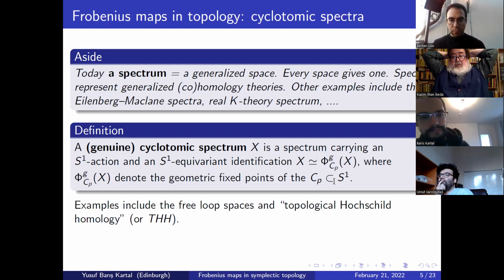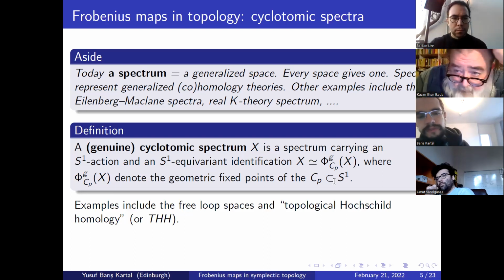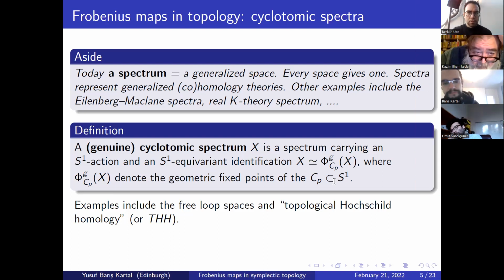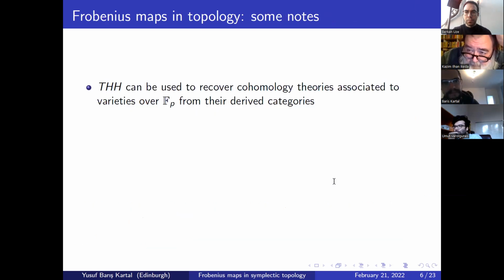Okay. So I already gave the example of free loop spaces, and I already mentioned that topological Hochschild homology is one of the primary examples. So our goal is to construct a cyclotomic spectrum on non-invariants of symplectic manifolds. Previously, I was starting with a long motivation. This time I pushed it to the very end, and it's a lot more brief.